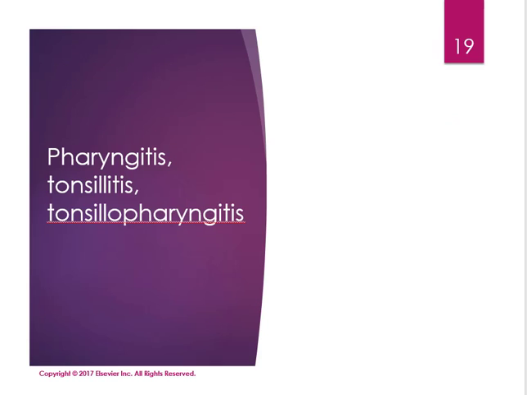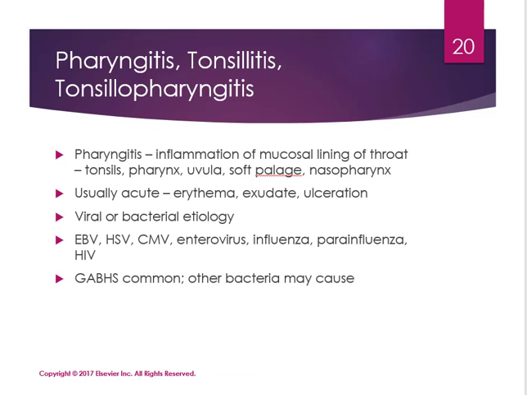So let's move on to more throat issues. The first one we're going to talk about briefly is pharyngitis, tonsillitis, and tonsillopharyngitis. So we know that pharyngitis is the swelling of the lining of the throat, which can include the tonsils, the pharynx, the uvula, the soft palate, and the nasopharynx.